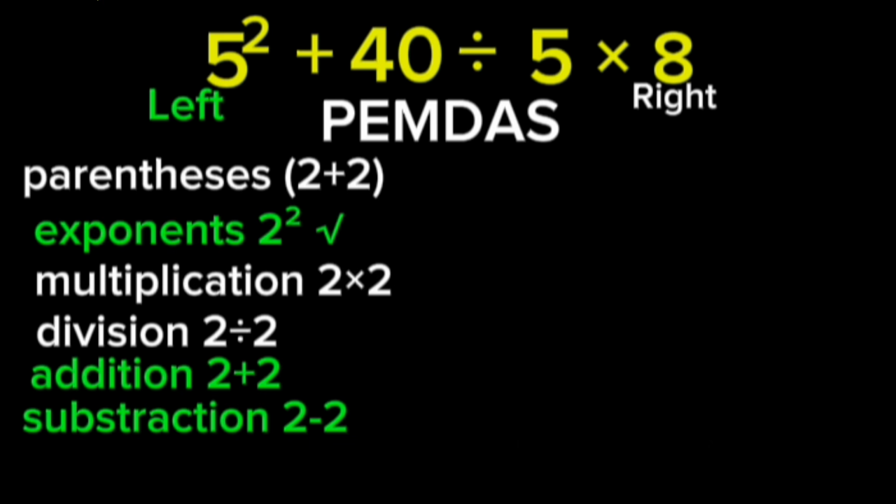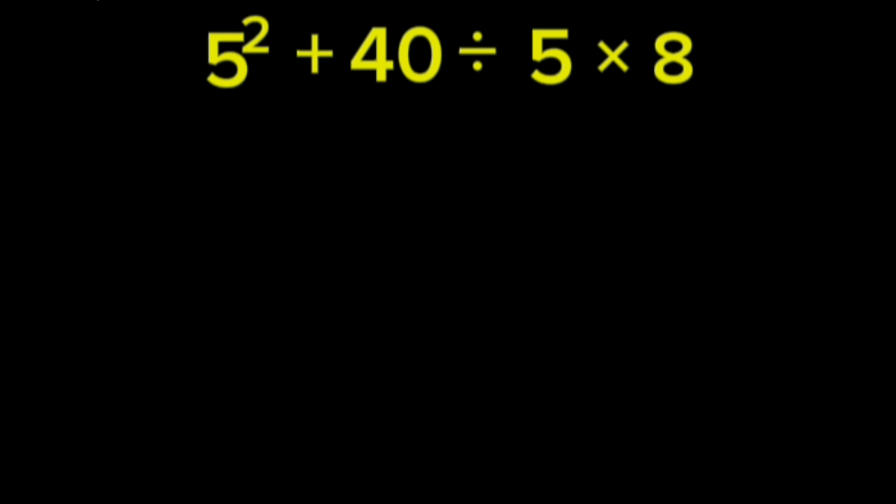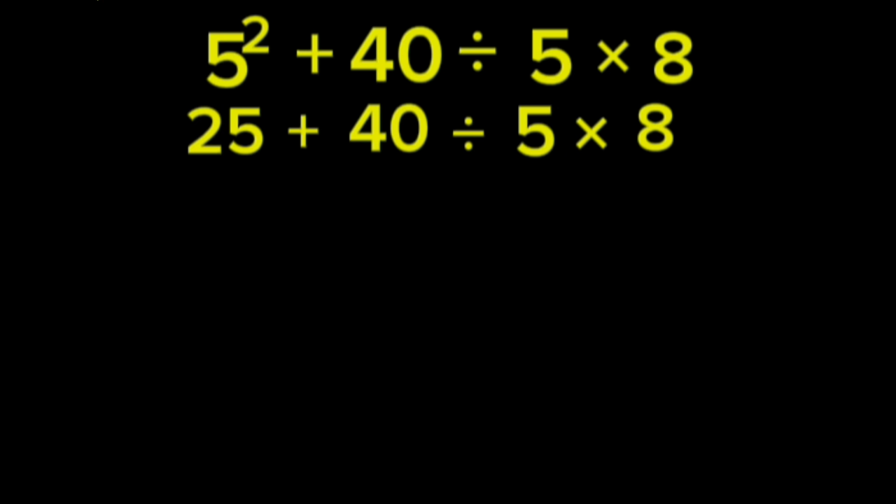All right, let's continue. Now, let's solve the expression the correct way. We start with 5 squared plus 40 divided by 5 multiplied by 8. Step 1. Handle the exponent. 5 squared is 25. So now we have 25 plus 40 divided by 5 multiplied by 8.